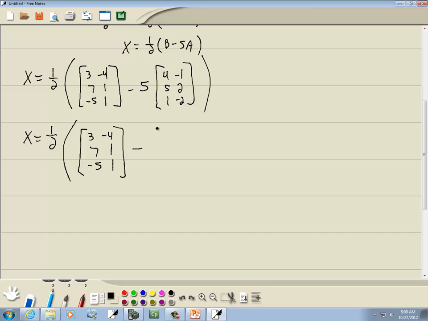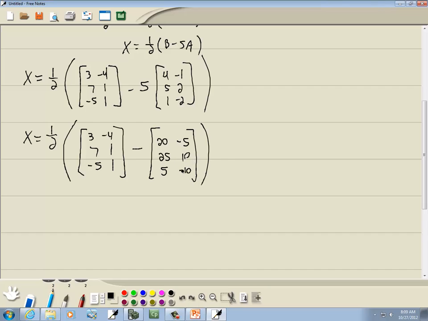So I'm going to go ahead and multiply 5 through. Well, 5 times 4 is 20. 5 times negative 1 is negative 5. 5 times 5 is 25. 5 times 2 is 10. 5 times 1 is 5. And 5 times negative 2 is negative 10. Let me double check all that.